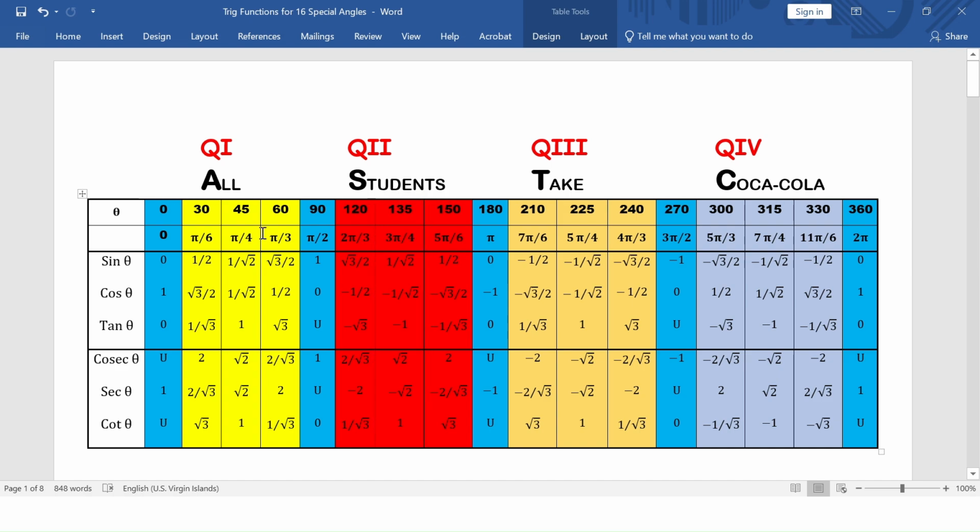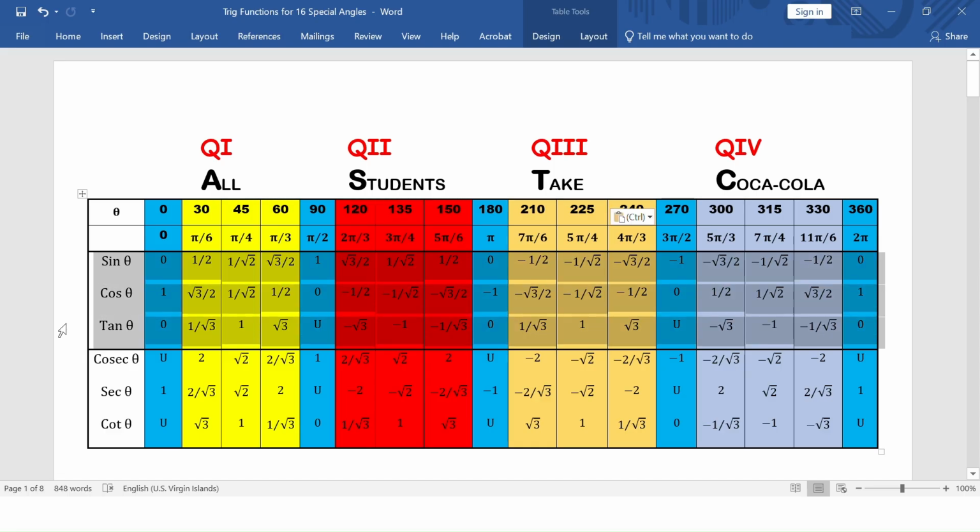Only sine is positive. When we say only sine, we mean when we consider these 3 fundamental ones: sine, tangent, and cosine. So only sine is positive. Here, all 3 are positive. Sine, cosine, tangent, all of them are positive. Okay. Here, only sine is positive of these 3.